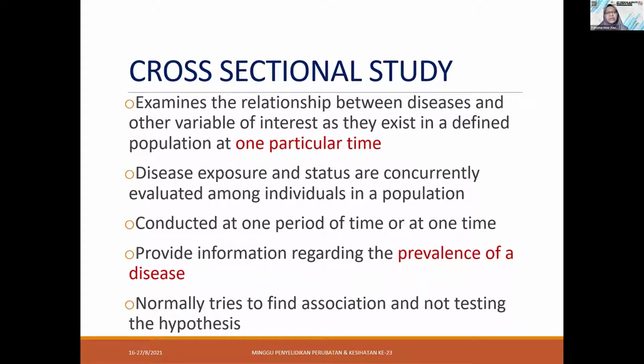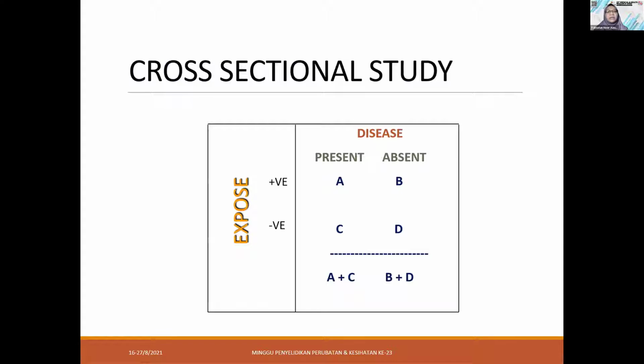It normally tries to find association and does not actually test the hypothesis. It's more of looking at association. The hypothesis is more of the association. This is what we usually do in the cross-sectional study. So we look at the disease as in the column and the exposure in the row. Then we do a chi-square and we look at the presence and absence of the disease.